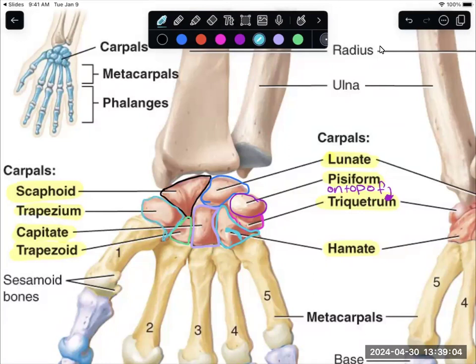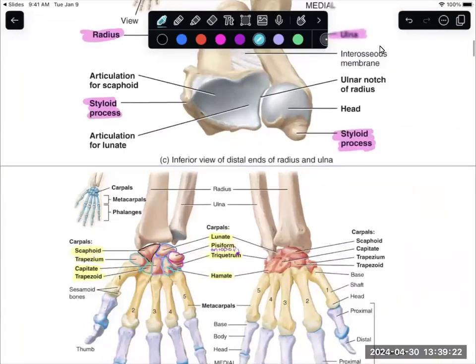So however you want to learn these, whatever works best for you, I learned them scaphoid, lunate, triquetrum, pisiform on top. Hamate, capitate, trapezoid, trapezium. That's how I learned them. That's what works for me.